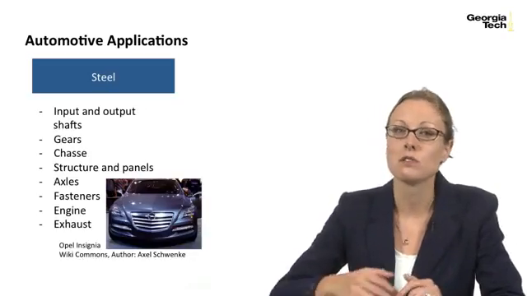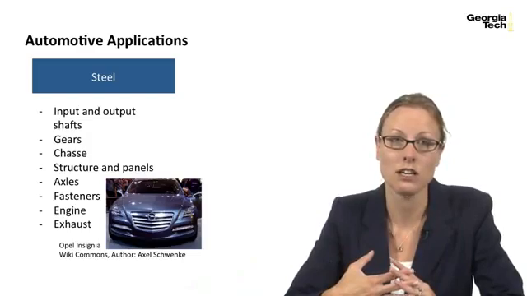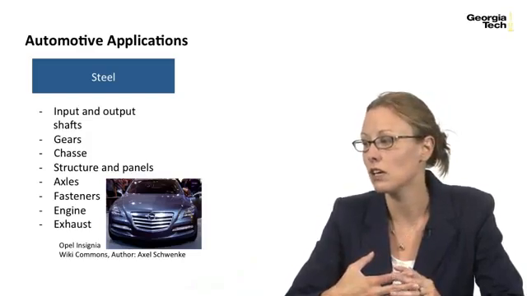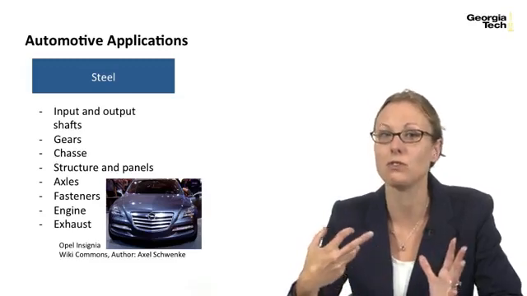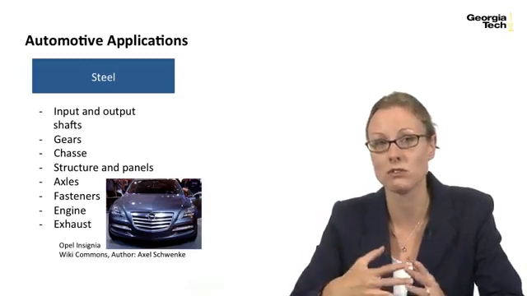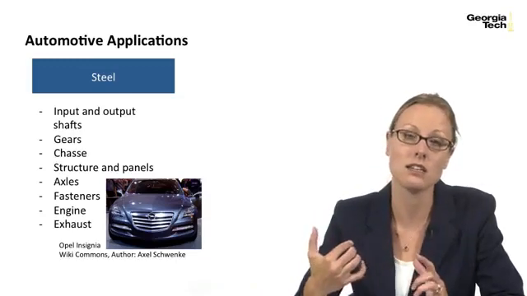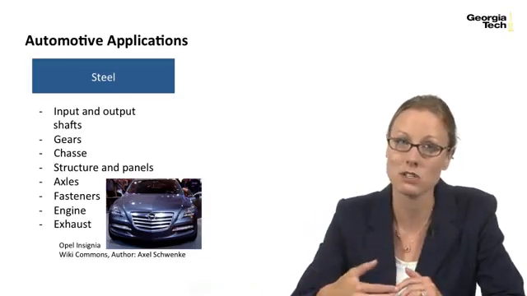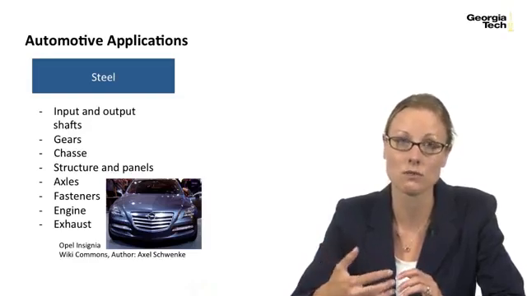So let's take a look at how these metals break down when we look at a car. Steel is really common in the automotive industry. In fact, something like 12% of global steel goes to automotive applications. So when we look at a car, we would see that the input and output shafts in the transmission are made of steel. The gears in the transmission, also made of steel.